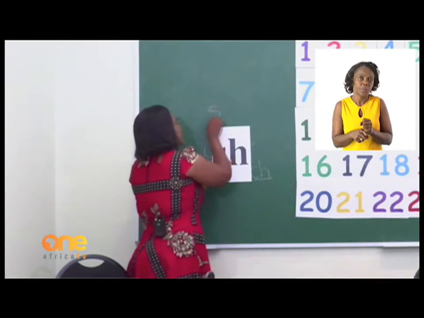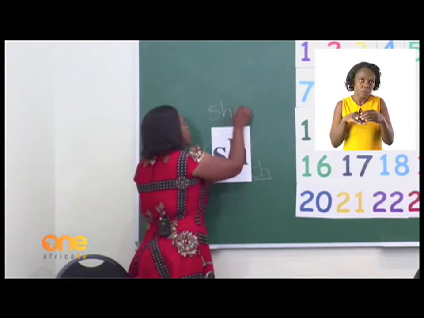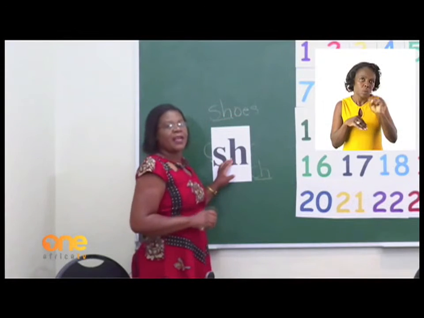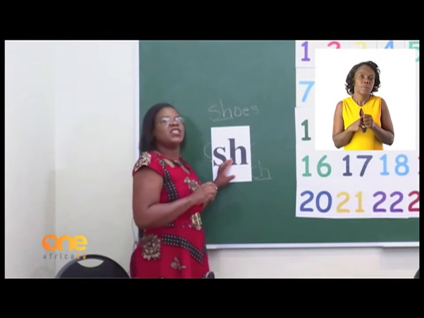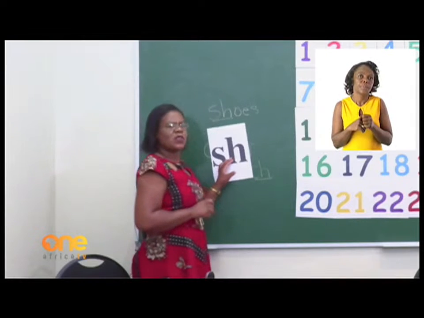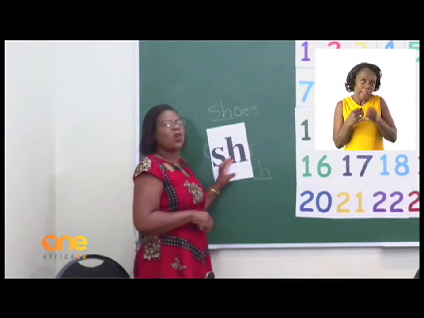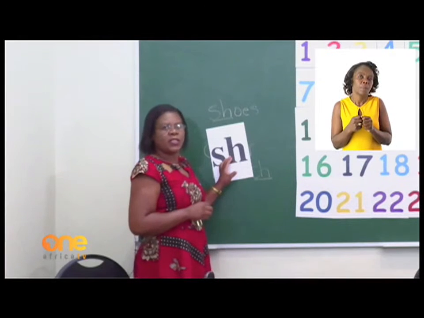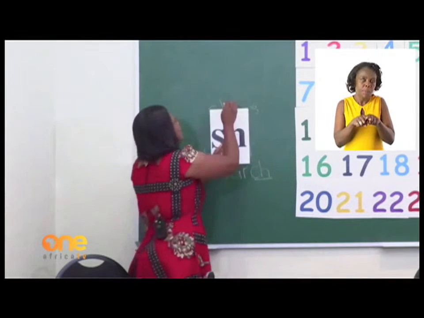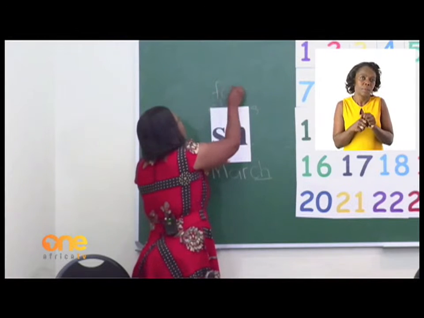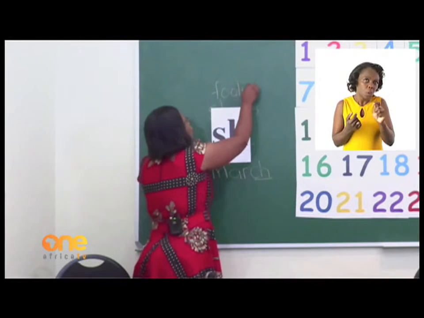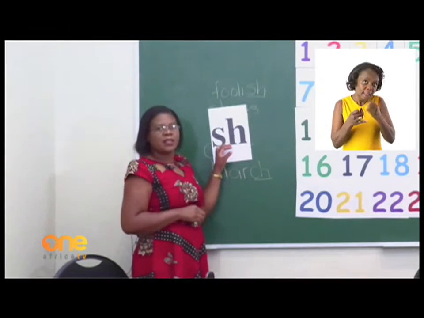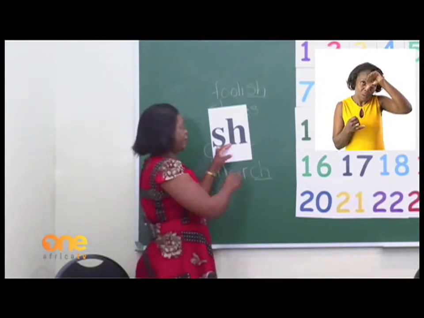You can say shoes. The shoes that you put on, it's an s and an h, it's a sh. It can also come at the end of a sentence, or even in the middle, it's still a sh. Maybe I'm saying foolish. It's at the end of the word. It's still a sh.